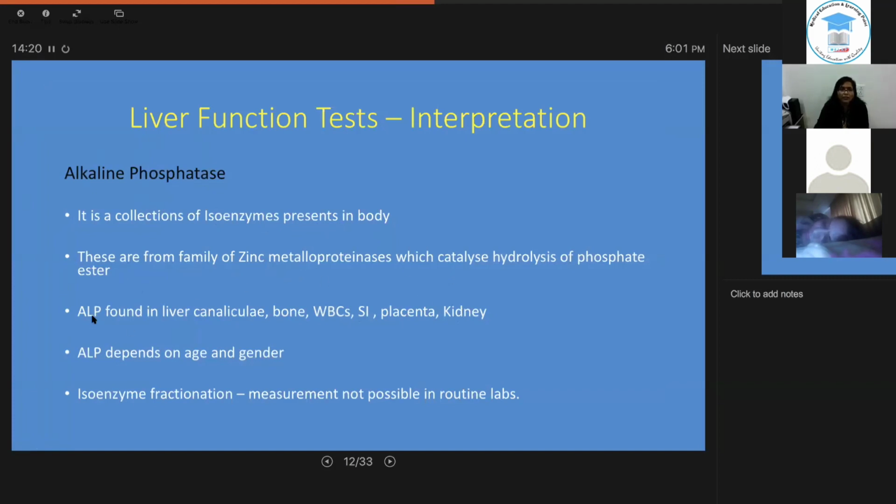And where all is it found? This is found in liver, canaliculi, the bone, WBCs, small intestine, placenta, and kidney. So all these are the disorders. Disorders of all these can cause rise in alkaline phosphatase. ALP is age and gender dependent. And how can we do isoenzyme fractionation? This measurement, although it can be done in some of the experimental labs, is not available in routine labs.